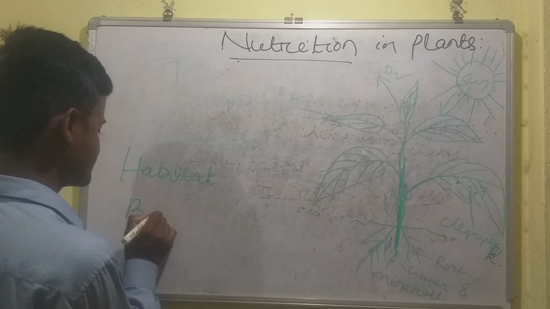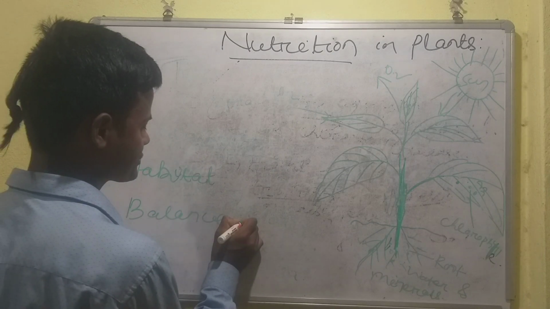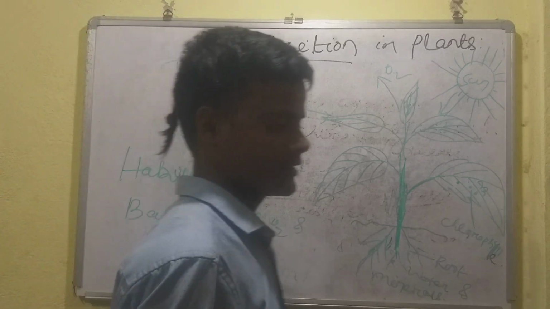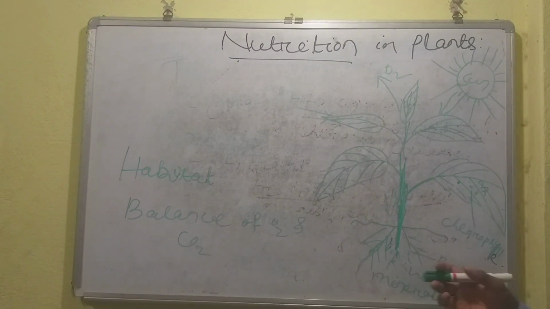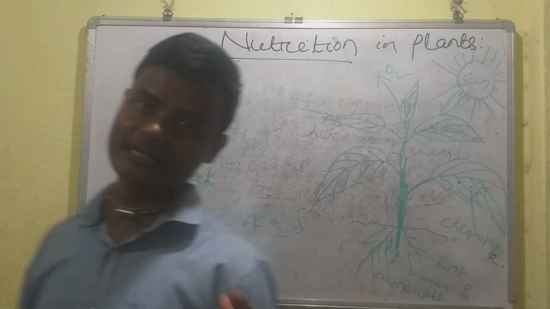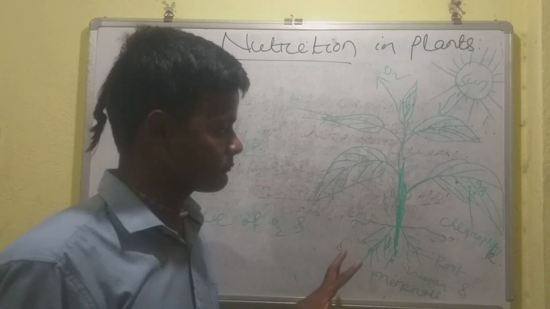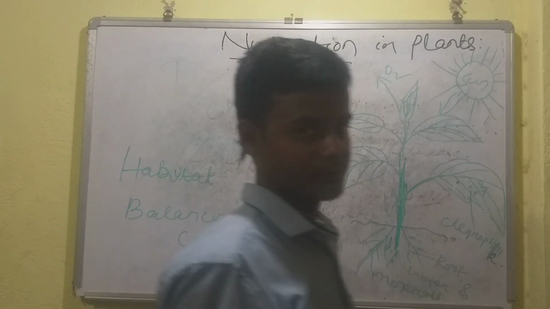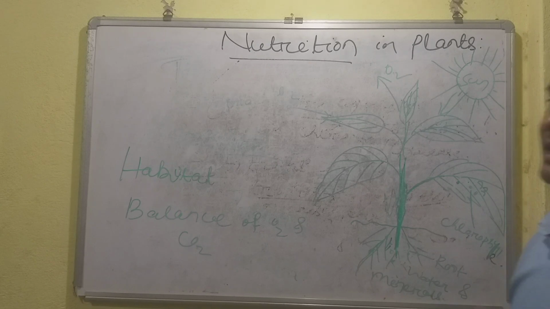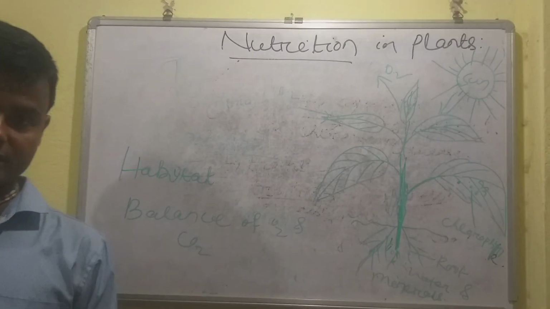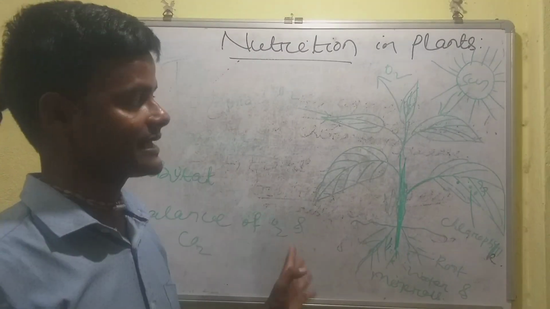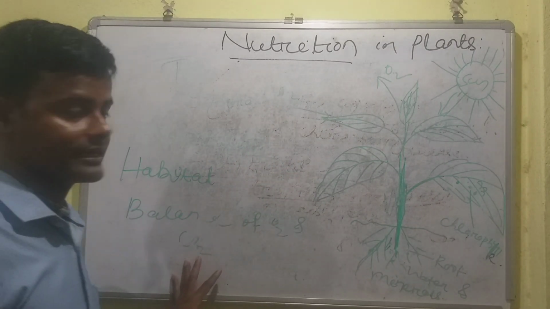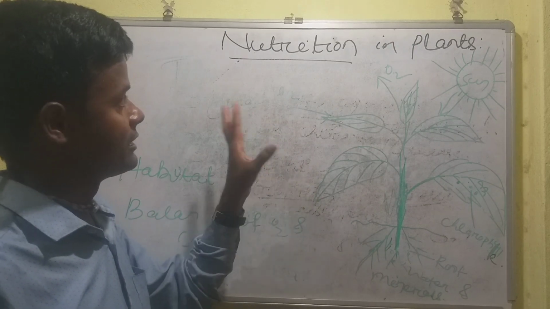The balance of oxygen and carbon dioxide is also important. The plant balances the oxygen and carbon dioxide in the atmosphere. These are the importance of photosynthesis. But in standard 7 this much is important for you, and when you go to higher classes like standard 9 and 10, you study C3 plants, C4 plants, light reaction, dark reaction. But in your standard 7 NCERT syllabus, only nutrition in plants is mentioned.